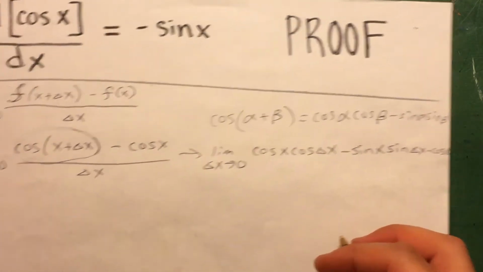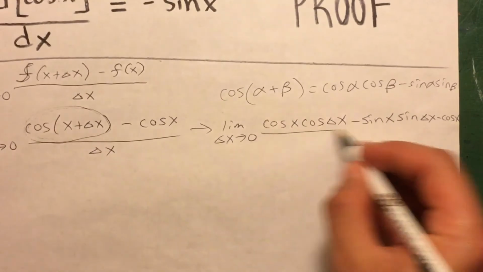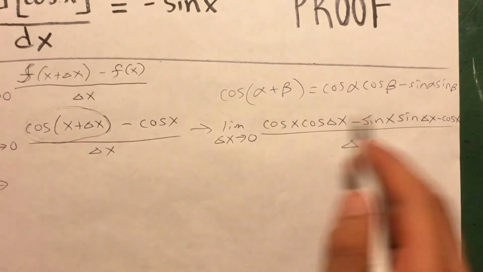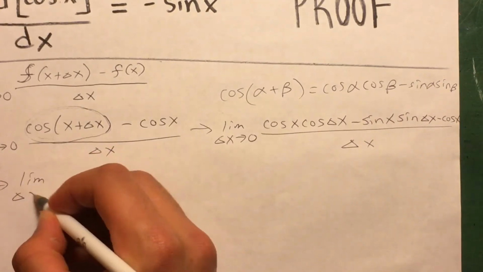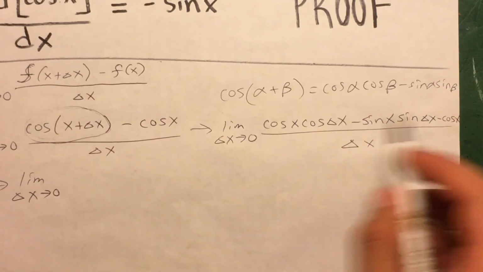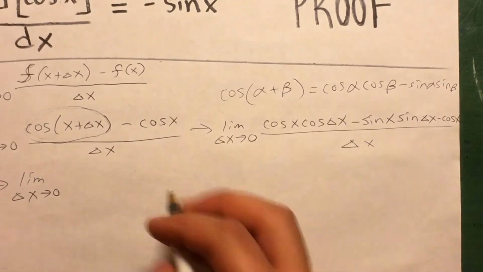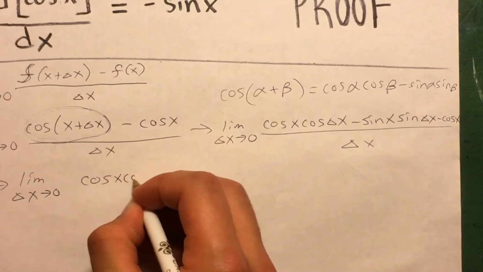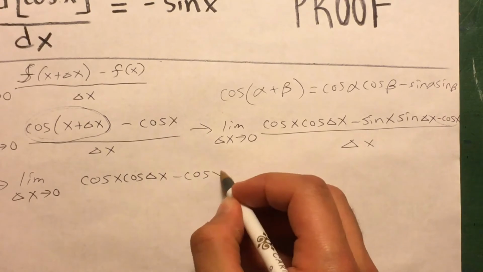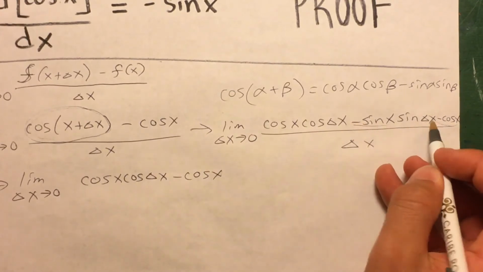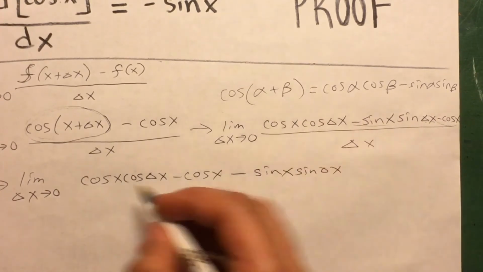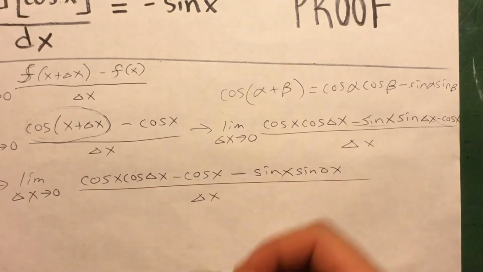Okay, so now over delta x. So right now we're just going to begin simplifying a little bit. So it's going to look like this: limit as delta x approaches 0. We're going to put this minus cosine with these guys right here. So it's going to look like this: cosine of x times the cosine of delta x, and then bring that minus cosine of x. And then we write everything down here. We have minus sine x times sine of delta x, and all of this is over delta x.